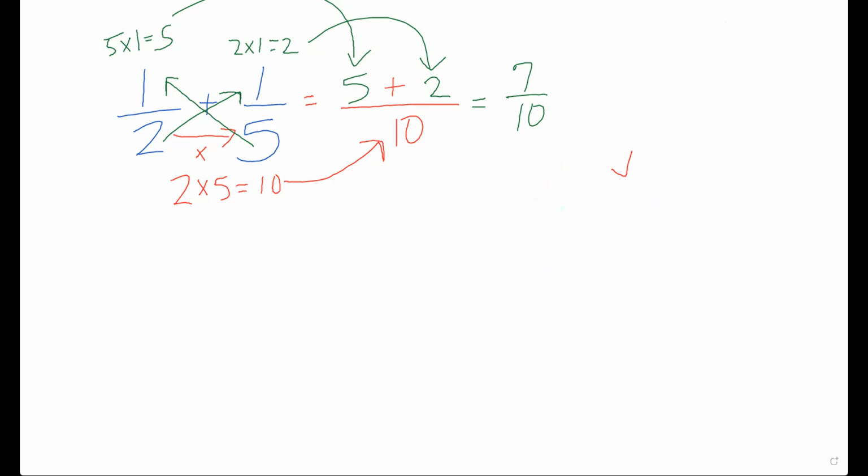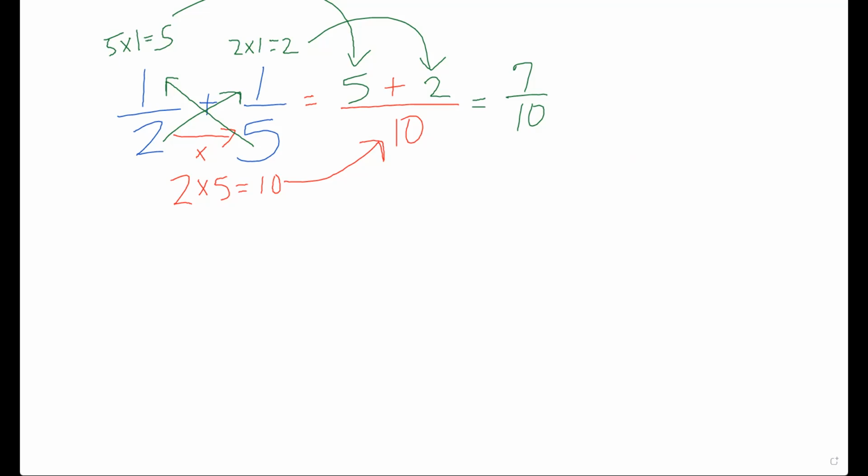Okay, everybody following me so far? I have a quick question. Yes. Hi. Okay, so when we multiply the 2 times 5 to equal 10, is that the easier way rather than trying to find the lowest common denominator?